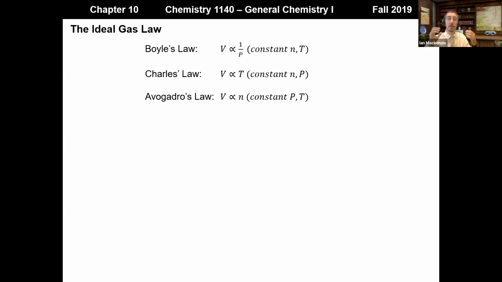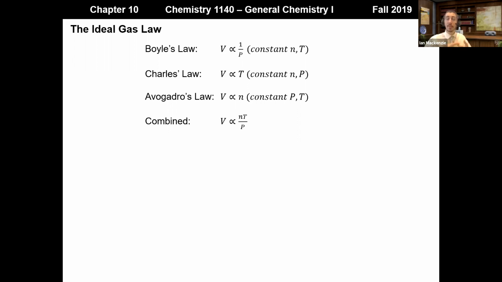But it would be nice to be able to have one law that puts all three of these variables together, the volume, the temperature, and pressure, and then also the number of moles. So to be able to put all four of our variables into one law. And if we just combine these laws, we could say at least that the volume is directly proportional to the number of moles and temperature, but inversely proportional to pressure.